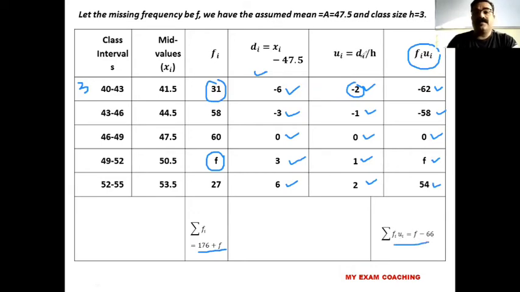So now we have to go to the next slide. So you can note it, and then we'll go to the next slide, students.